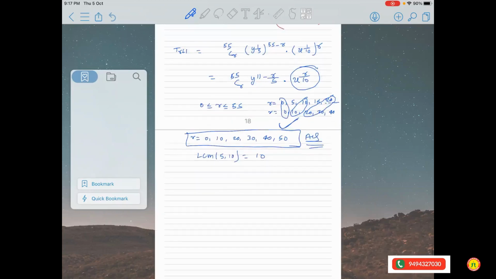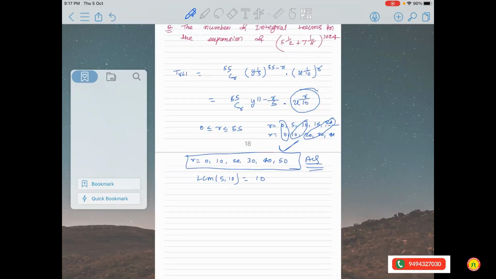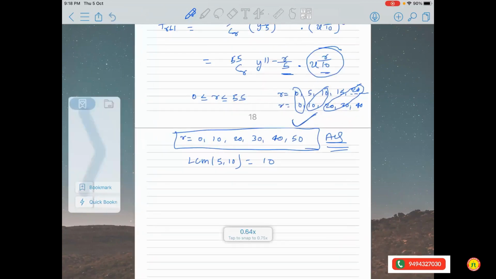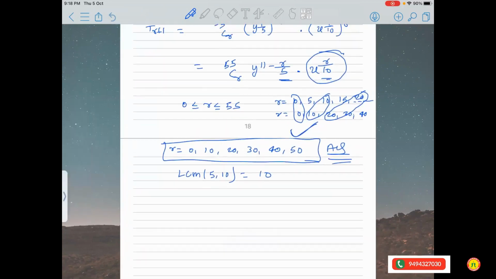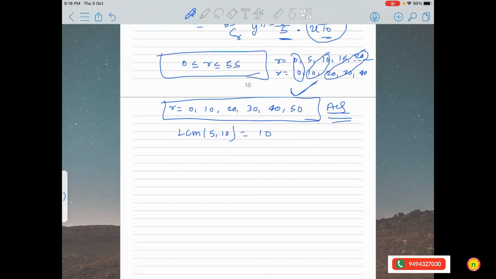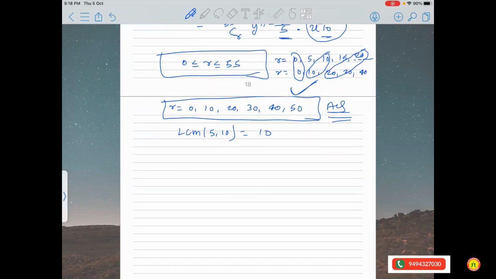So we need to find the LCM of the denominators of r/5 and r/10. The LCM of the denominators will give your answer. So 0, 10, 20, multiples of this. So r belongs to 0 to 55, right? Got it? n is 55, so r starts from 0 and goes up to n, right?